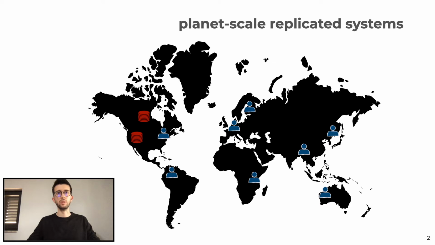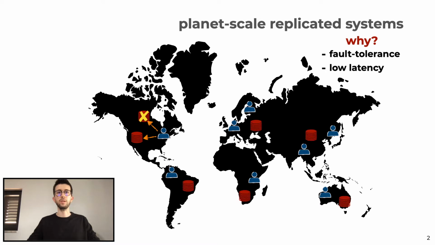In our paper, we focus on planet-scale replicated systems. These systems are replicated in order to provide fault tolerance. So if a user is accessing a replica and this replica for some reason goes down, then the user can fail over to another replica and keep accessing the system. Now, these systems are replicated on a planet scale in order to provide low latency. By having replicas deployed all over the world, users can minimize the latency required to access the system.